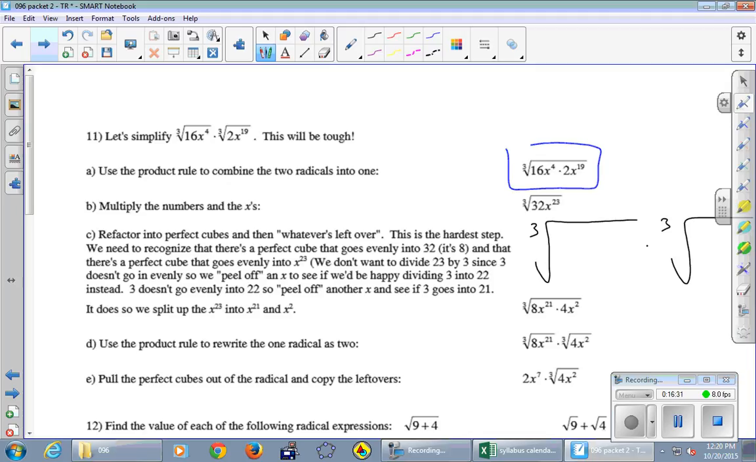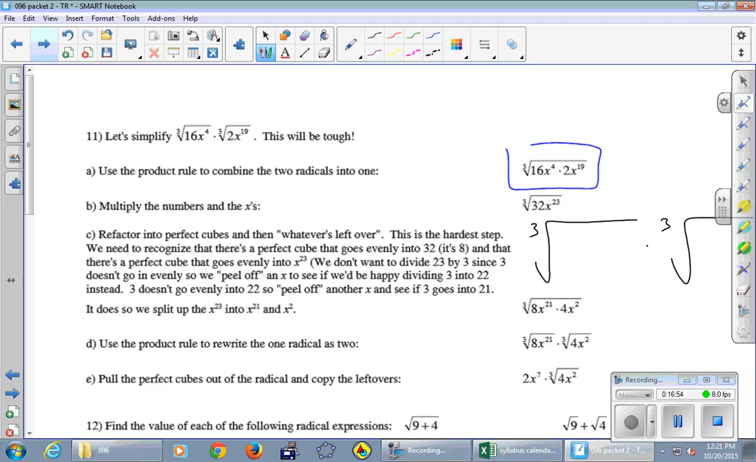So 2 goes in 16 times, right? But is 2 in my perfect cubes list? No. Is 16 in my perfect cubes list? 16 is not in the cubes list. So even though 32 factors into 16 times 2, it's not helpful to us. So it's not just any old factoring, it's only the perfect cubes that we care about.